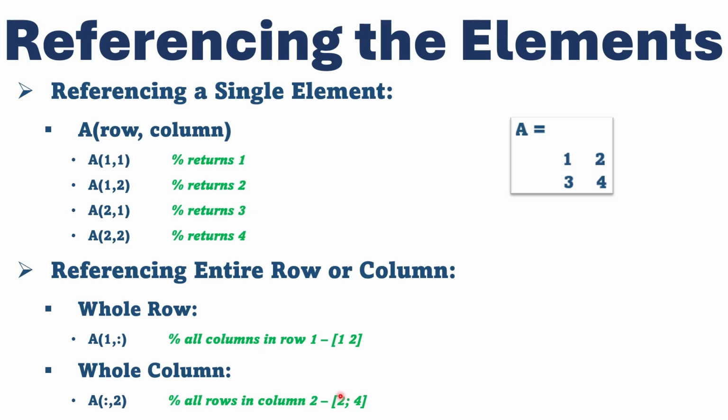So we will get the 2 and 4 here because this is the second column. Okay, and this is the second column, and we want all values. This colon symbol means basically all values, and this is how we're going to get all the values.